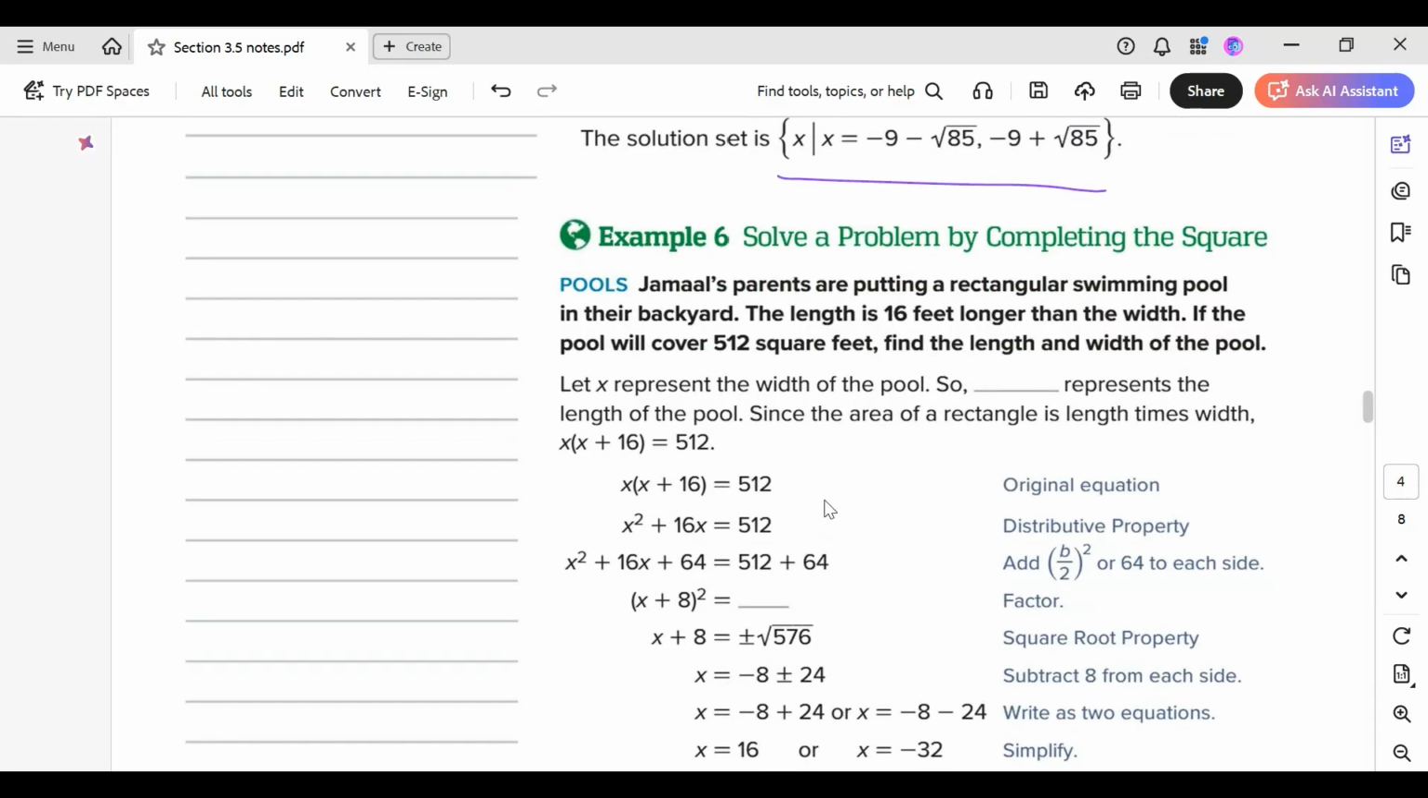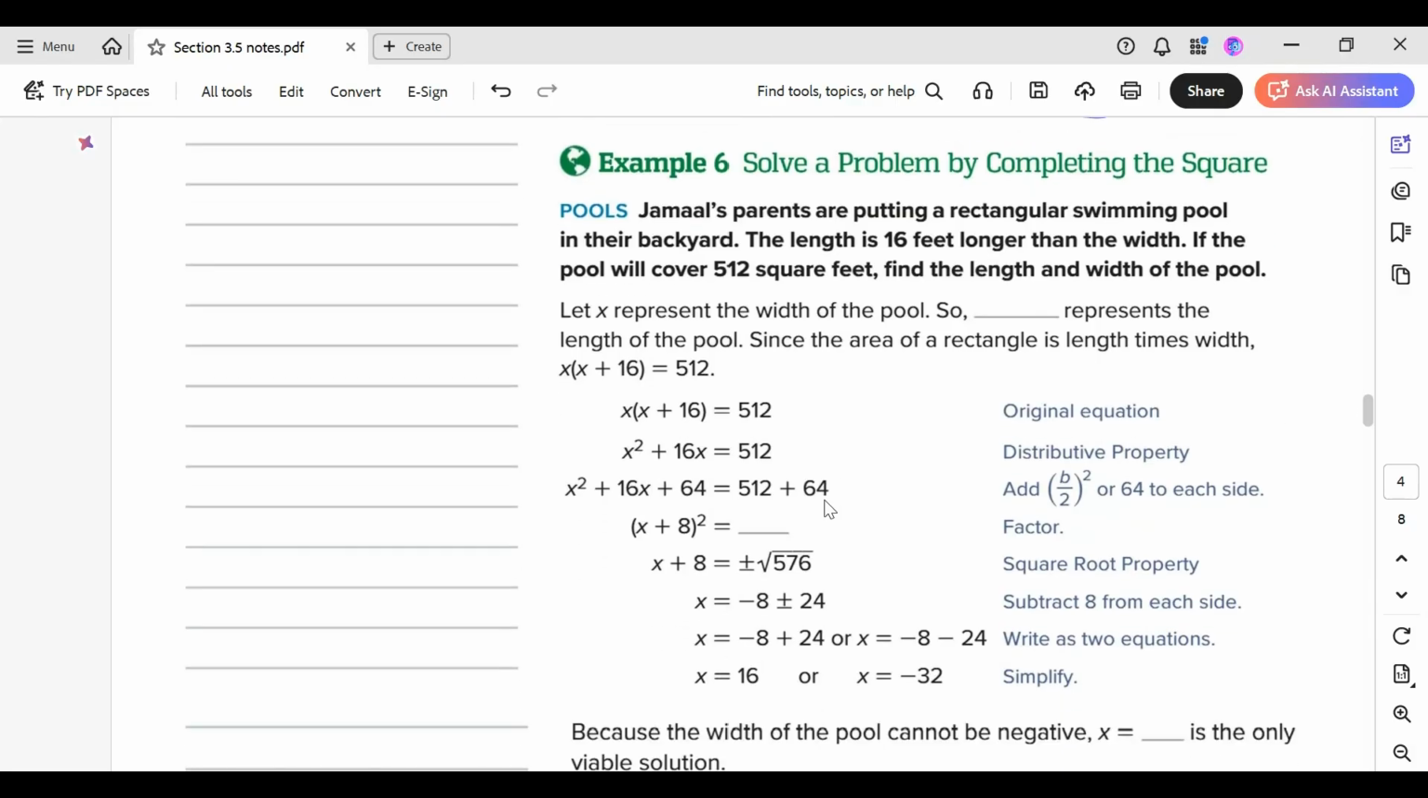In example 6, it's solve a problem by completing the square. So it says Jamal's parents are putting a rectangular swimming pool in their backyard. The length is 16 feet longer than the width. If the pool will cover 512 square feet, find the length and width of the pool. So again, x represents the width. So x plus 16 is going to represent the length of the pool. Since the rectangle area is length times width, we see x times x plus 16 equals 512. We're going to use the distributive property, so we become x squared plus 16x equaling 512.